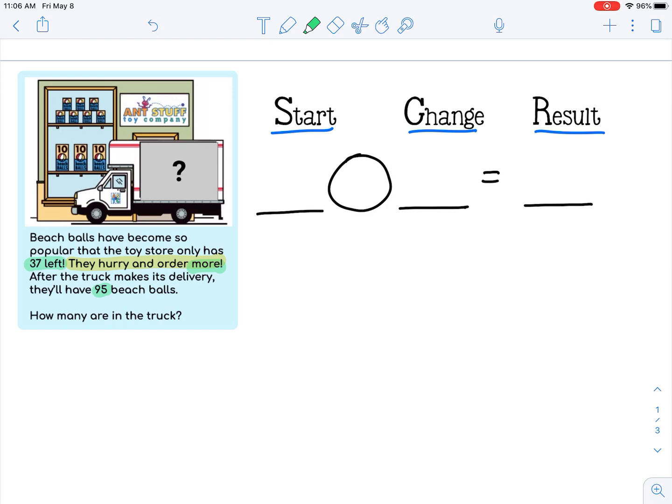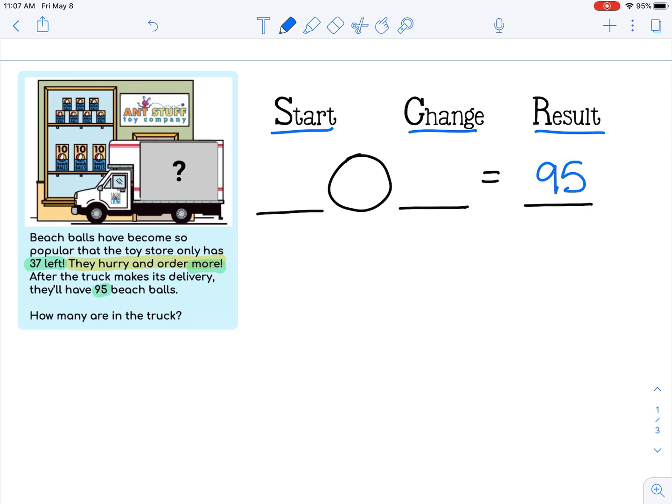So think about what we use to represent the number we don't know. We use an X. So we need to think about, did the story problem not give us the start? Did the story problem not give us what changed? Or did the story problem not give us the result or what they'll have at the end? After the truck makes its delivery, they'll have 95 beach balls. So let's start plugging in things that we know. We know they'll have 95 beach balls, and that looks like that's going to go at the end this time.